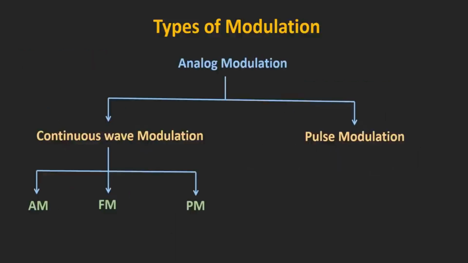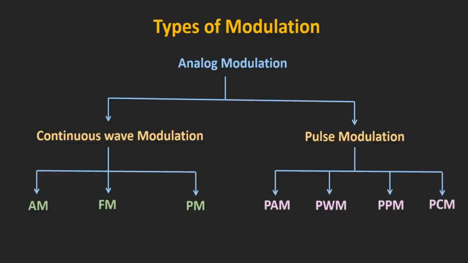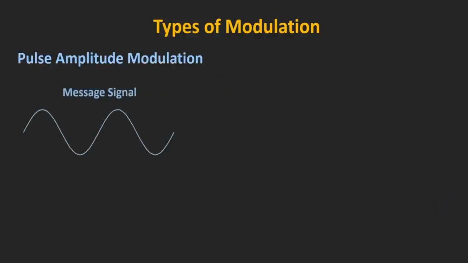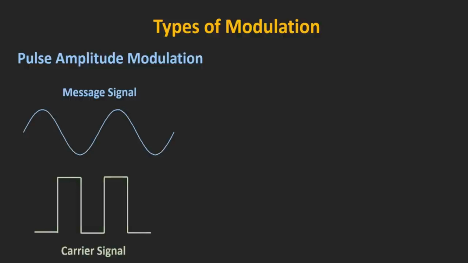Alright, let us see the different types of pulse modulation techniques. Mainly there are four different types: pulse amplitude modulation, pulse width modulation, pulse position modulation and pulse code modulation. Let us briefly go through all these techniques one by one. In all these modulation techniques, the message signal is analog in nature, while the carrier signal is a pulse train of finite frequency.